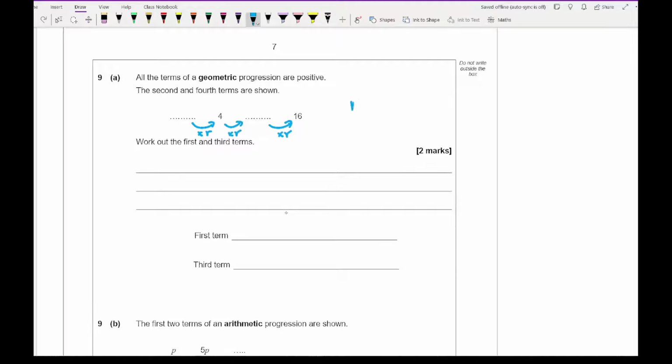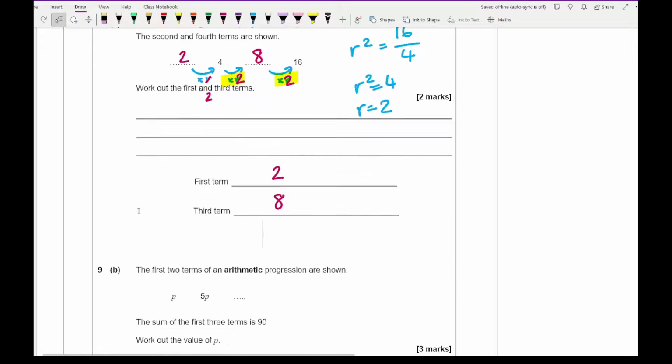So r squared, which is going to be these two here, is going to be the same as 16 divided by 4. So r squared equals 4, so that means r equals 2. So what I'm doing is I'm doubling from each of these numbers. So times 2, times 2, times 2. So 16 divided by 2, if we're going the opposite way, it's going to be 8. And 4 divided by 2 is going to be 2. So the missing numbers there are going to be 2 and 8.